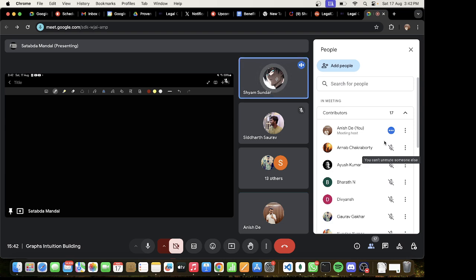Strongly connected components. Okay, I think that's a bit of an advanced topic, but yeah, got it. Any other doubts?